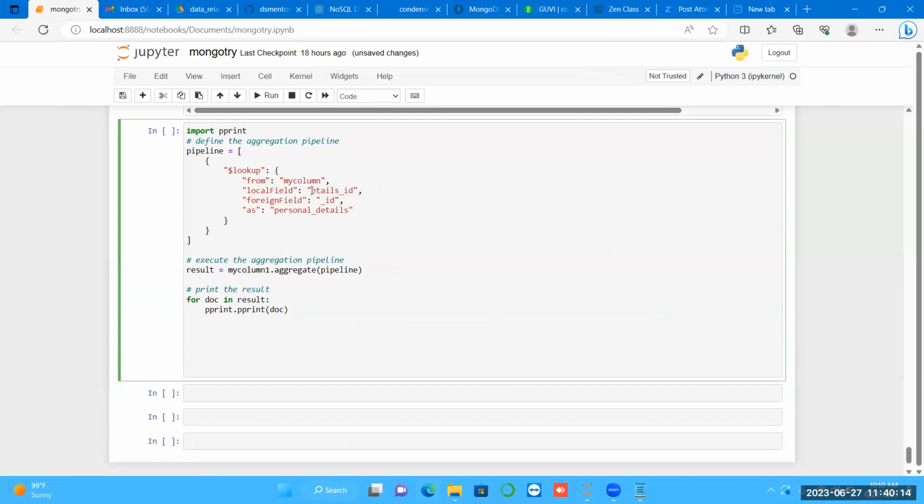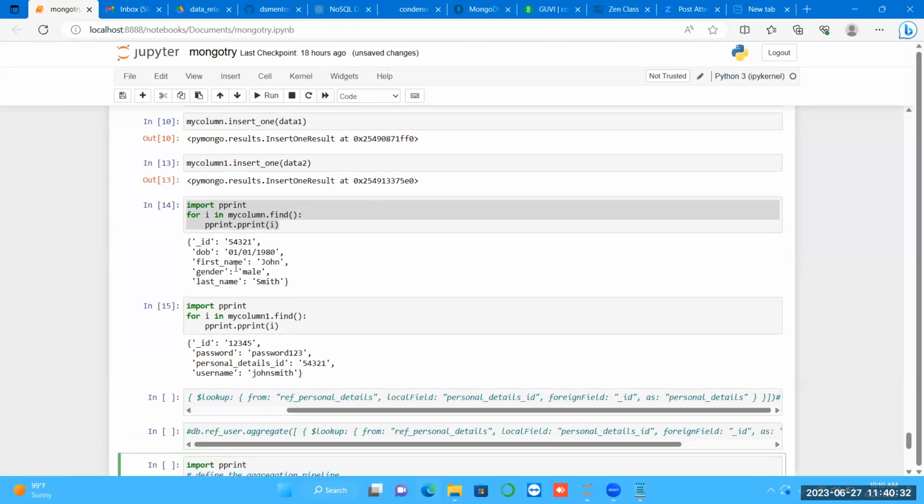Now local field means my column 1 here. No, don't remove that. The table is my column 1, but the field is that: can you see in your my column 1 table, you have a field called personal details ID? Verify. In my column 1, stop here. My column 1 is below. This is my column. In my column 1, there is a personal details ID, right? Yes, sir. That is what you are joining. That means that line you need not change. Keep it like that.